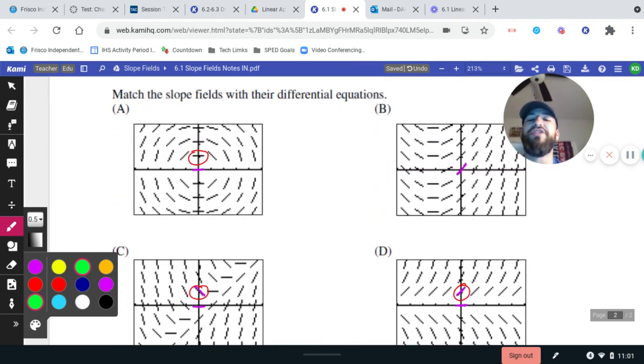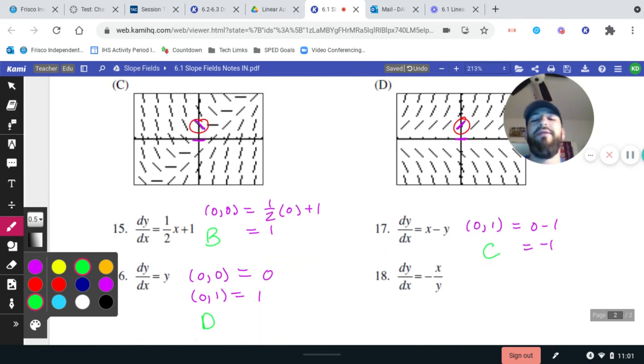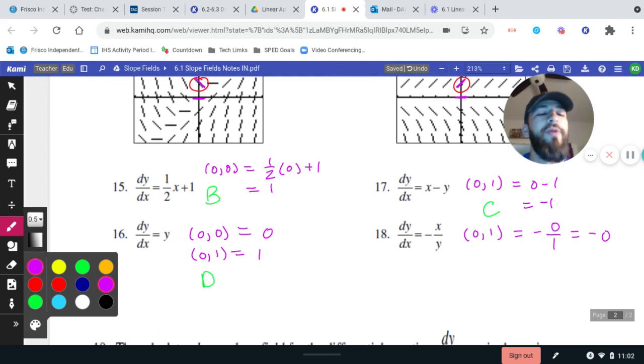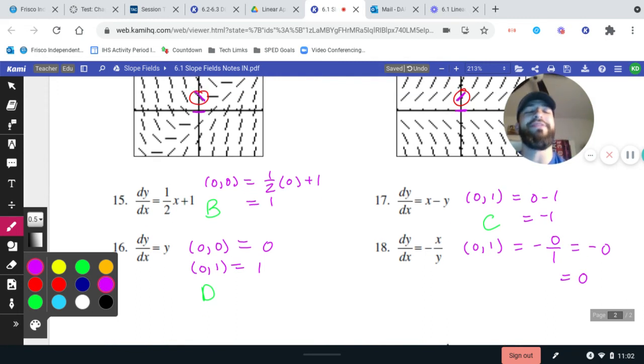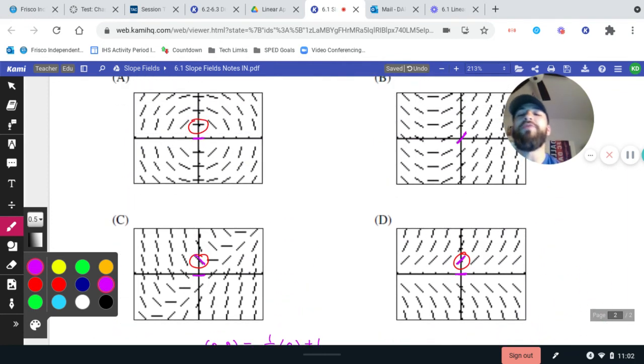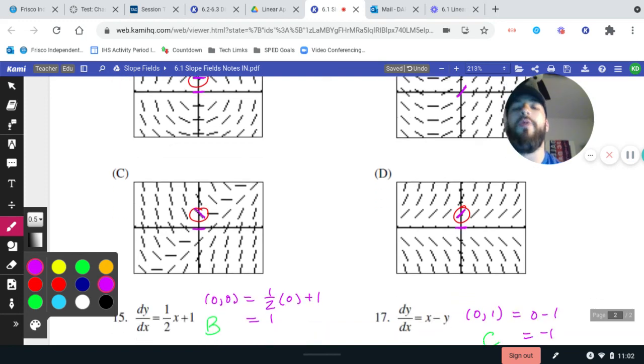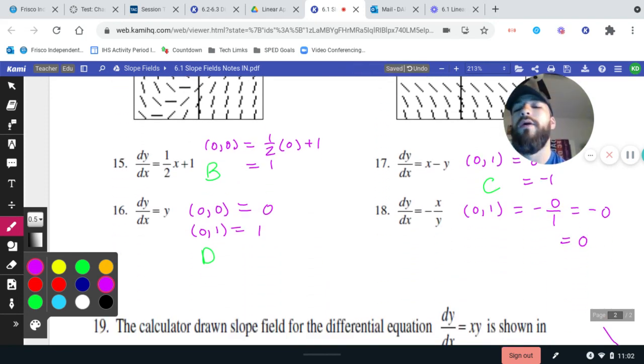But let's do some math just to check. So I am going to plug in that 0, 1. So that would give us negative 0 over 1, which would, of course, be negative 0, which you might have seen negative 0 this last week because it was so cold. But we know negative 0 is really just 0. So which one of these has 0? Well, it is, of course, A right there as it repeats that 0 up. And so 18 would be A.